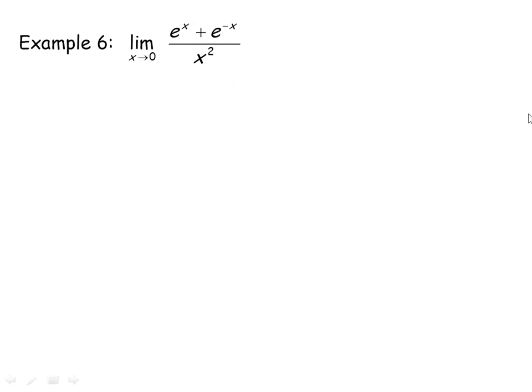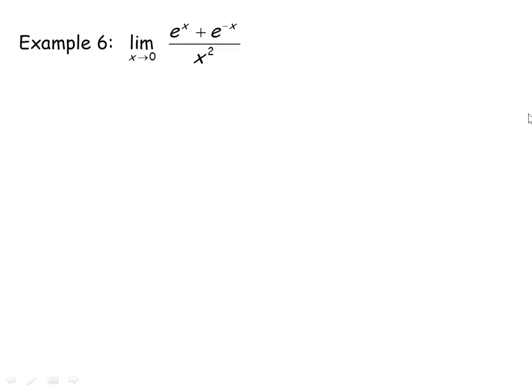Okay, let's try this one. Now, what is the limit going to? It's going to 0. The limit for this one is going to 0. So let's see what happens.